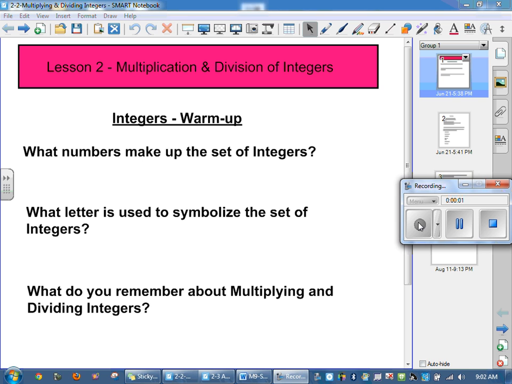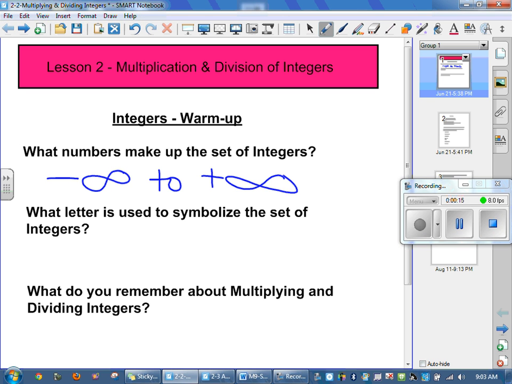Lesson 2, multiplication and division of integers. So what numbers make up our set of integers? We have all the negative numbers and positive numbers, so we're going from negative infinity to positive infinity. Okay? What letter symbolizes this set of numbers? The letter I.